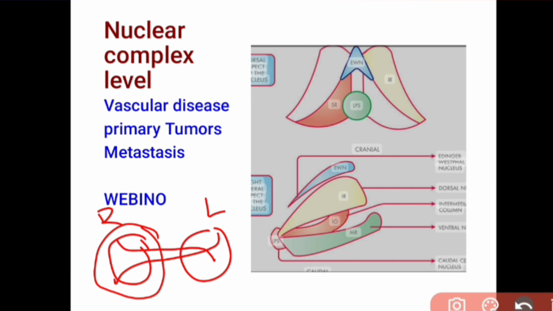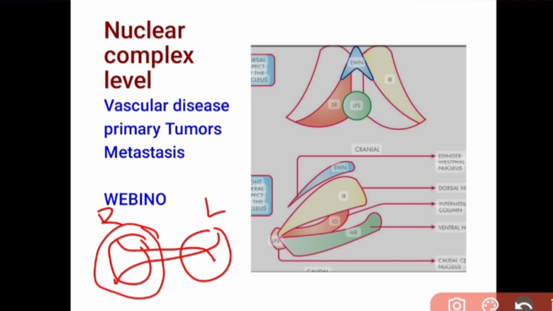Whenever you have a complete third nerve palsy which you are locating to the nuclear level, there is complete palsy of one eye, meaning the muscles supplied by the third cranial nerve on the same side, like superior rectus, LPS, medial rectus, inferior oblique, are all affected, along with the LPS and the superior rectus of the other eye.